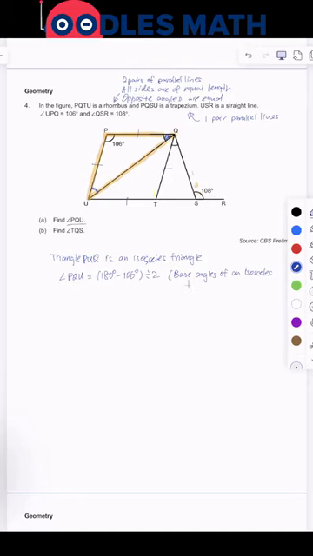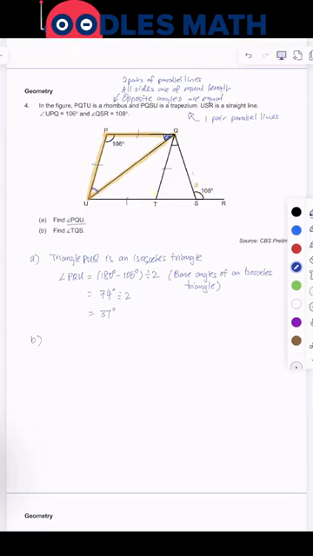Now, make it a good habit to always write the reasoning behind your step so that you will show the marker very clearly that you know the property that you are applying to get the answer. So in this case, when we work out the question, it will be 74 degrees divided by 2, and so we can find that angle PQU is actually 37 degrees. So that is for part A. All right, so we have solved part A. Now let's take a look at part B.